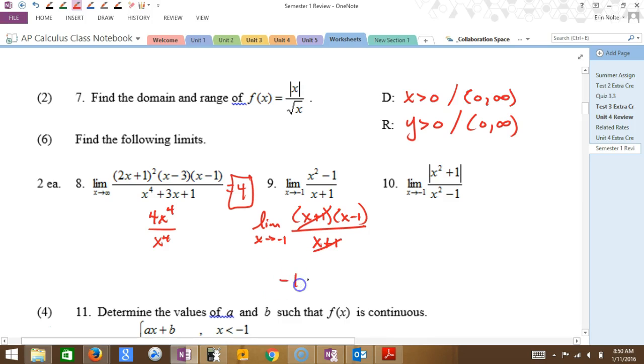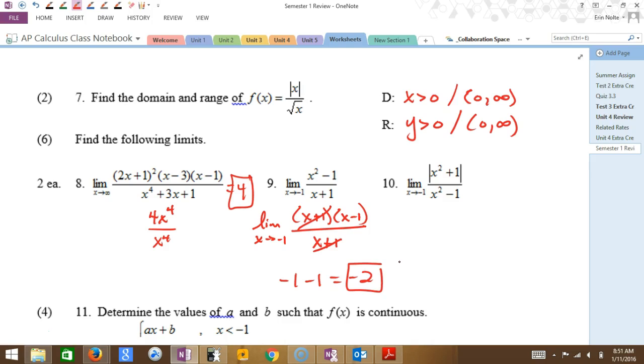So now when I plug it back in, that's when I lose my limit notation. Whoops, I guess I need to say equals. So what's -1 minus 1? -2. So that's what my limit value is.